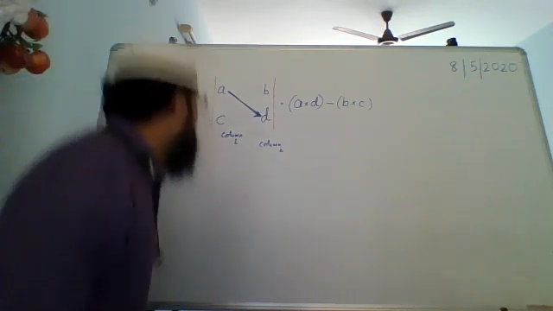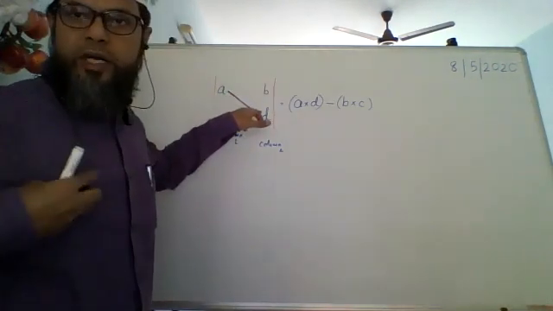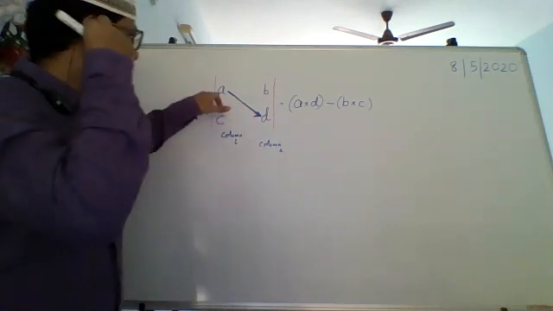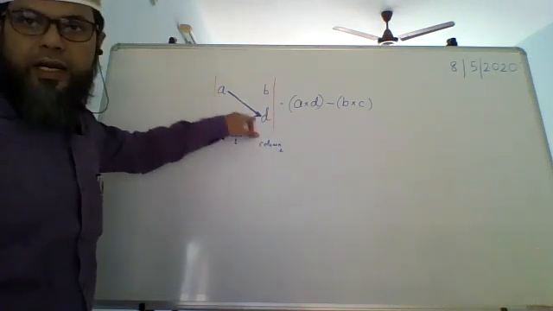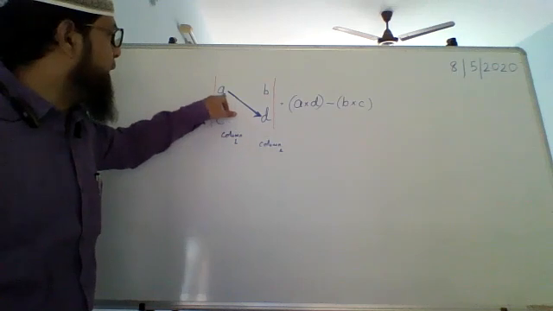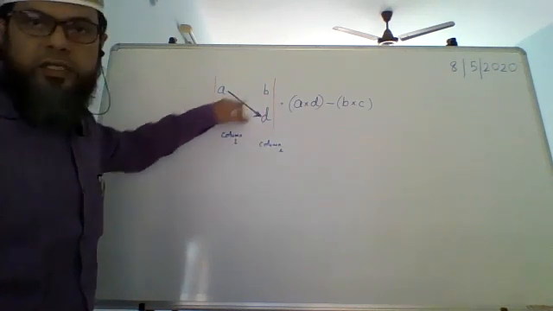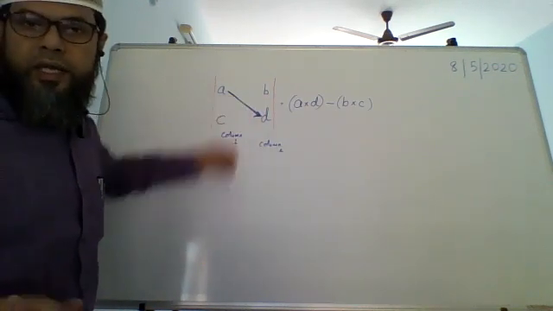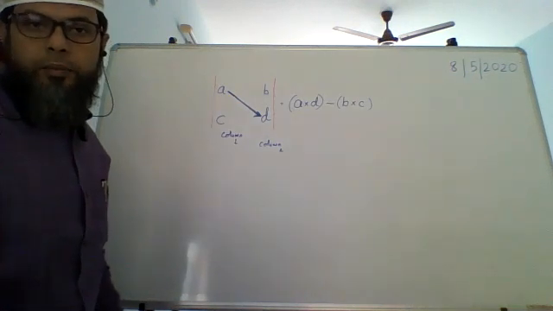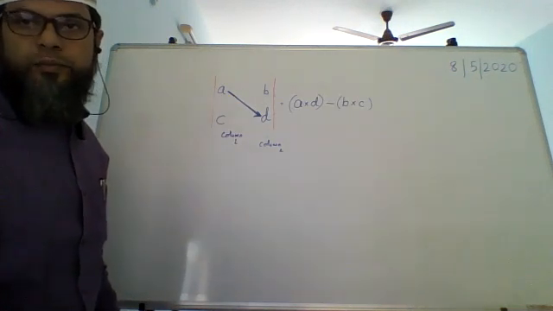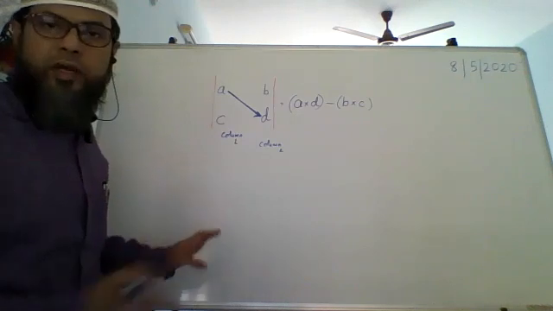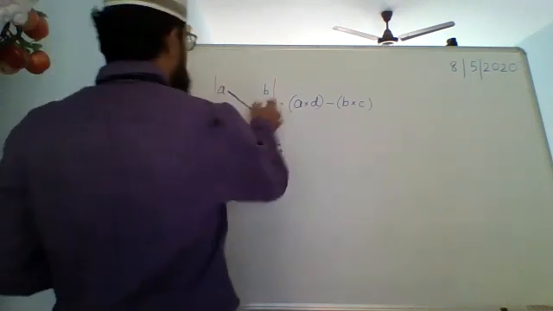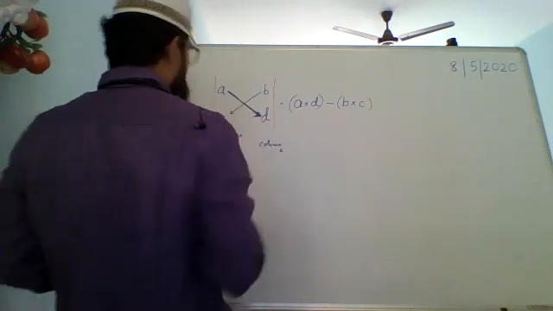Okay. So as I was saying, how are we going to solve this determinant? We're going to solve this determinant by saying A into D, that is diagonally A into D, minus B into C. A into D minus B into C. As simple as that. Nothing complicated. Just this way and this way you have to multiply.